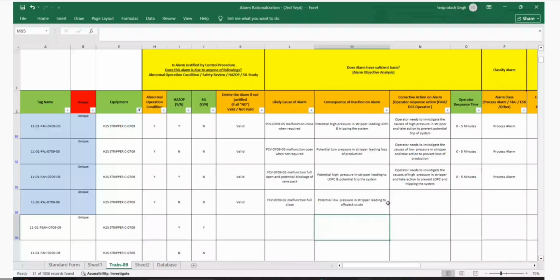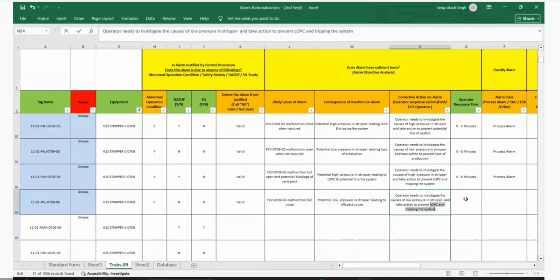So operator needs to do the investigation. I think low pressure may not happen, because the pressure inside the column is adjusted by the back pressure controller. It's not dependent on the stripping gas flow rate. Okay. All right.